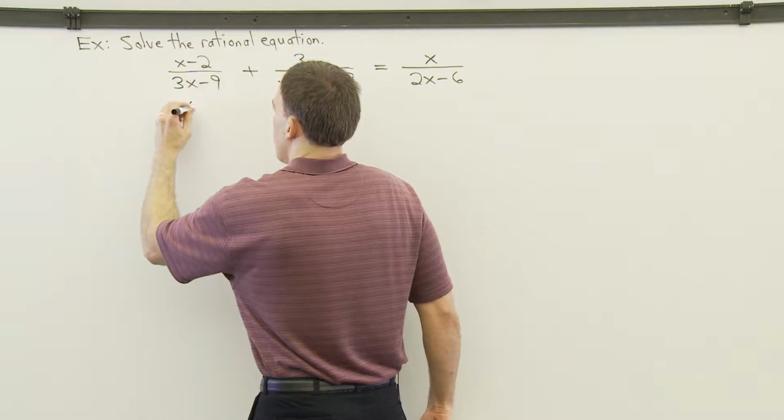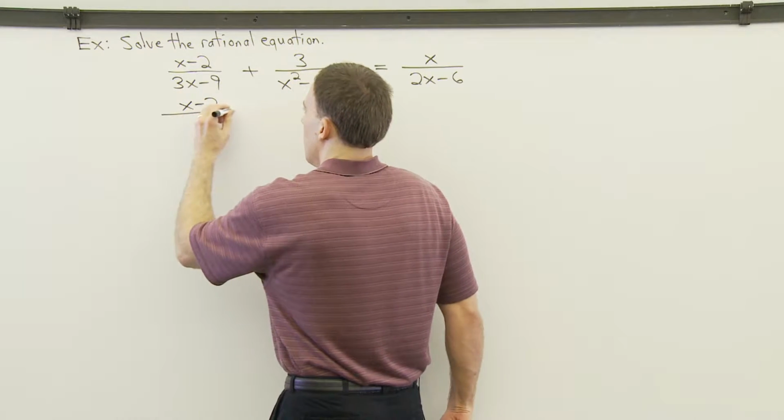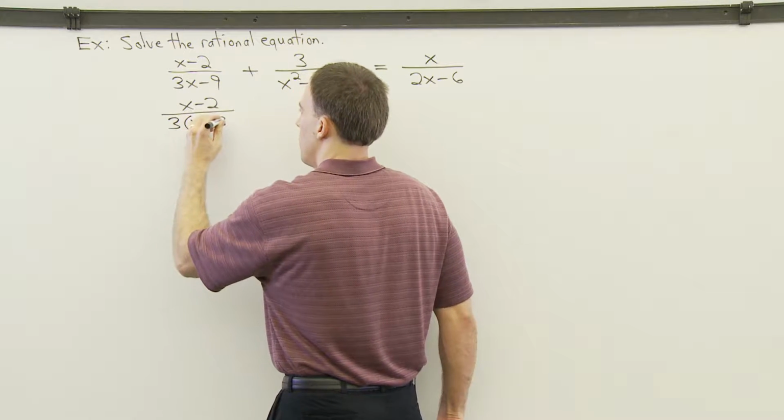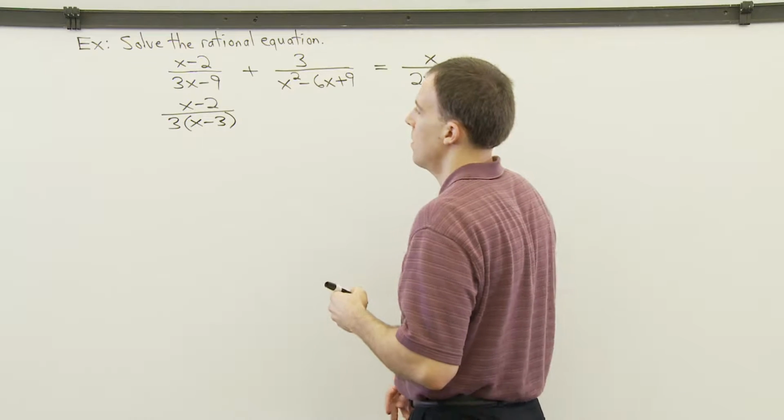So we have x − 2 over... I'm noticing a common factor of 3 that we can factor out in the first denominator. So in factored form, it would be 3 times (x − 3).